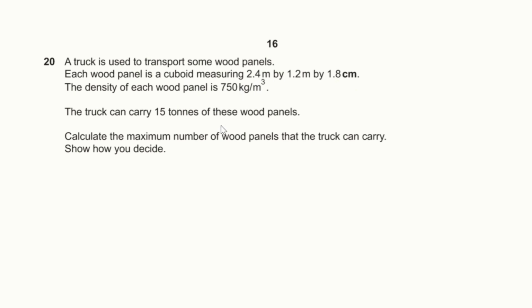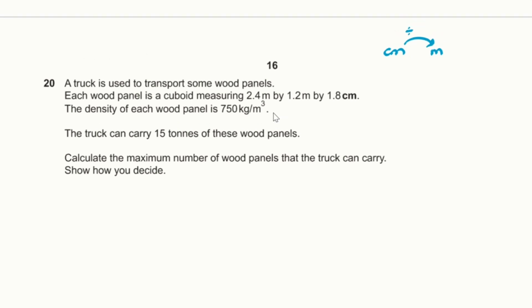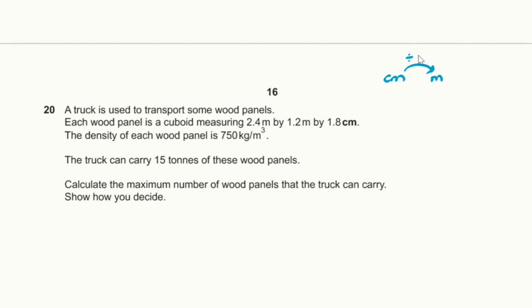Well, we've been given information about the dimensions of a cuboid. We've got the density. With this, we can find out the mass. So first of all, we need to work out the volume. Before we work out the volume, we need to convert the centimeters to meters. To do this, I need to divide by 100 to go from centimeters to meters, and from meters to centimeters times by 100. I'm going to convert into meters to keep the units consistent.